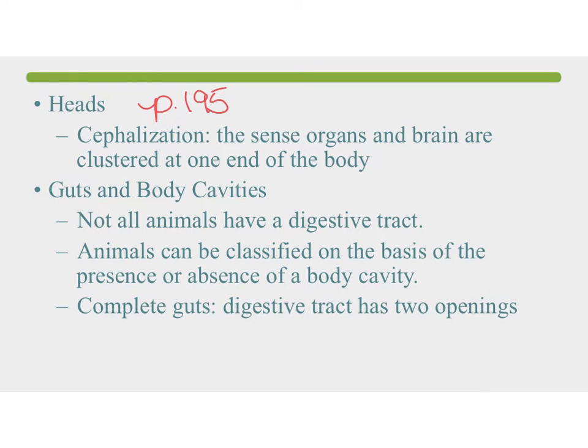So most animals have sensory organs and brain clusters at one end of the body, which is the head. Okay? The sense organs and the brain are clustered at one end of the body. That's cephalization. Our textbook tells us that having those sense organs together at one end of the body helps an animal determine direction and where sensory clues such as light and sound are coming from.